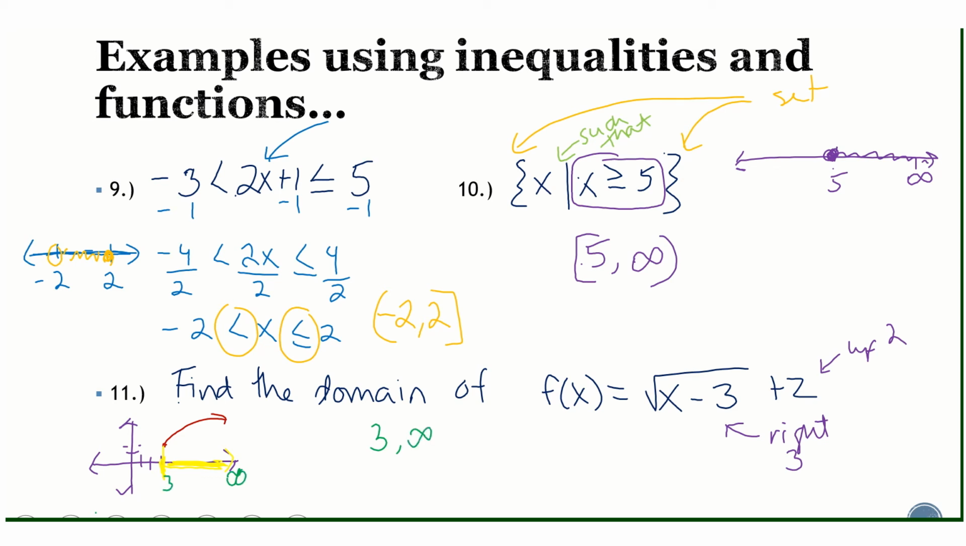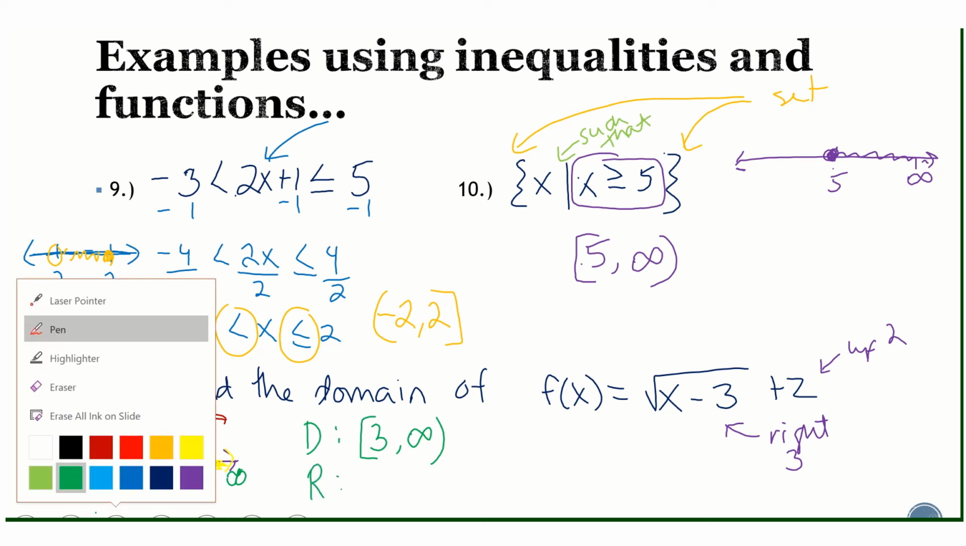And going to infinity, including the 3, because you can plug a 3 in there. 3 minus 3 is 0, and the square root of 0 is 0. And that would be your domain, and you wouldn't need to indicate like the x. You would say the domain is, and then the interval 3 to infinity. You could do the range as well. I know that's not part of the directions, but the concept is the same.